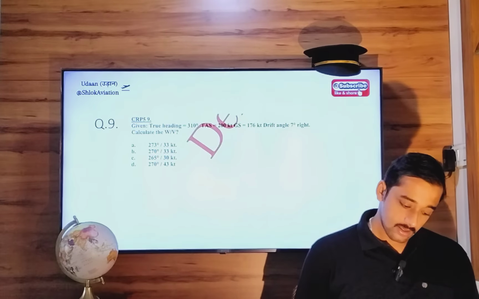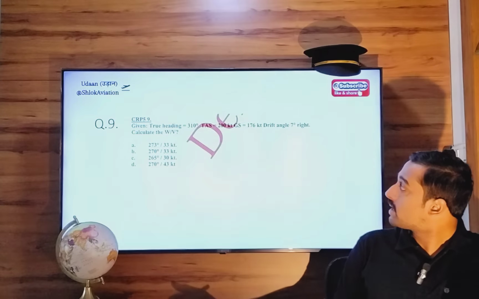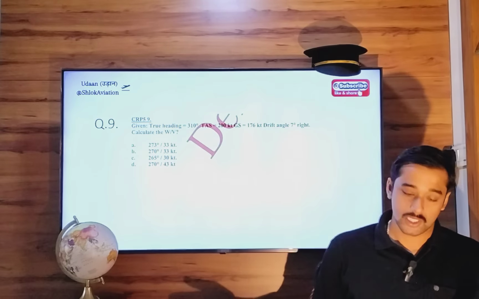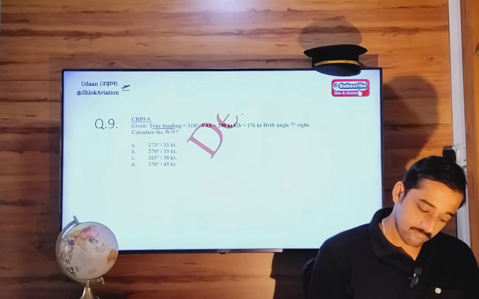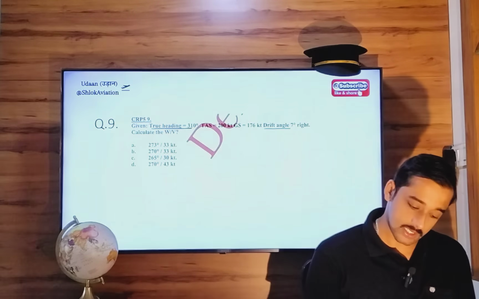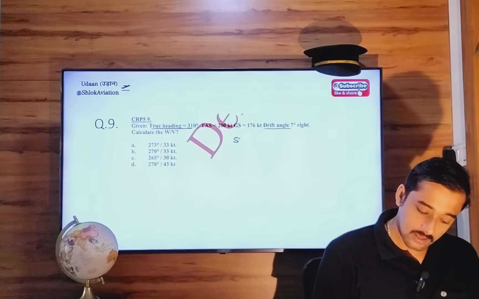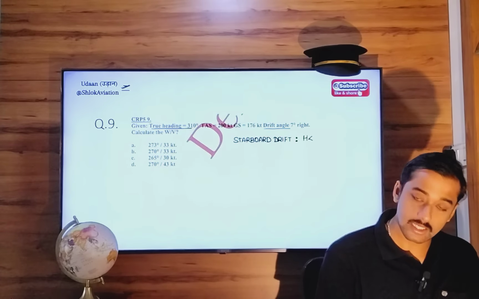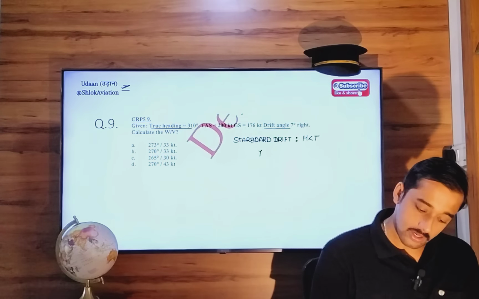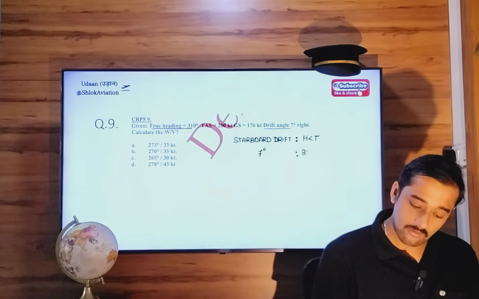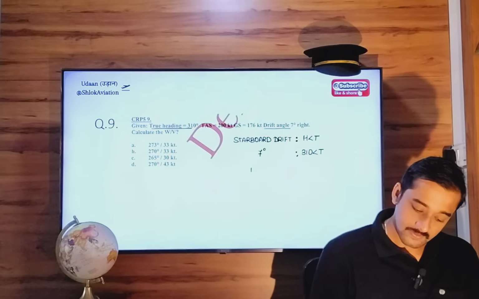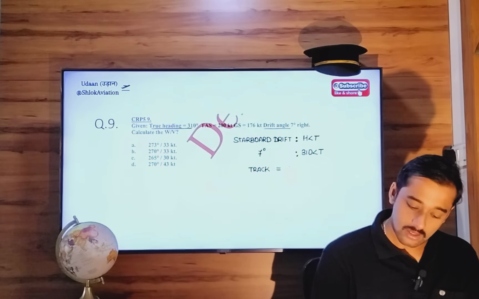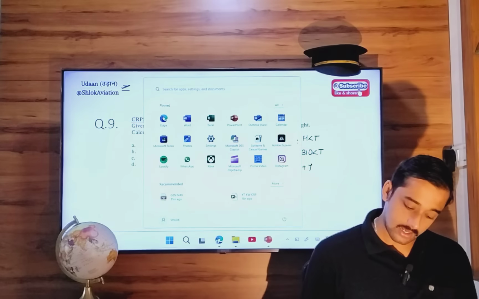Next, question number 9. True heading is given to you. True airspeed, ground speed, drift is given. What is wind velocity? Now with the help of true heading and drift, you can find true course. Now drift is 7 degree right. So with a starboard drift, your heading is less than track. Heading is 310. Track will be how much? So track will be equal to 310 plus 7, that is 317. Now substitute these values.